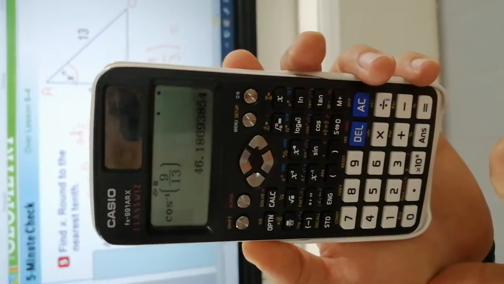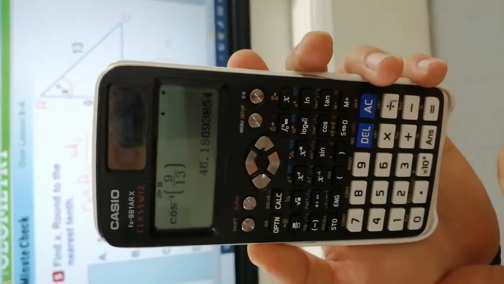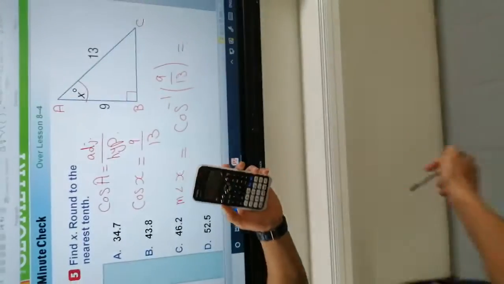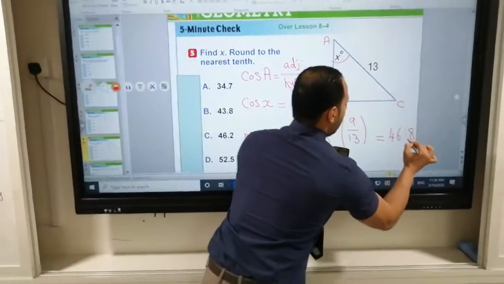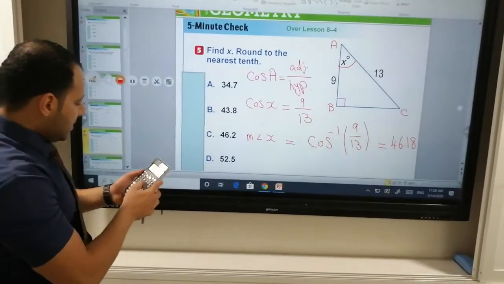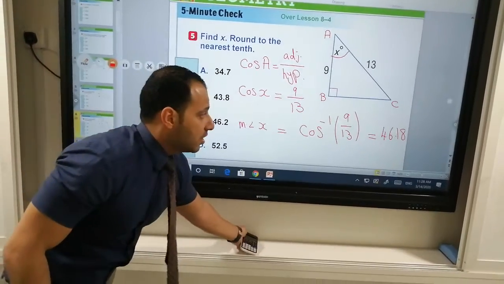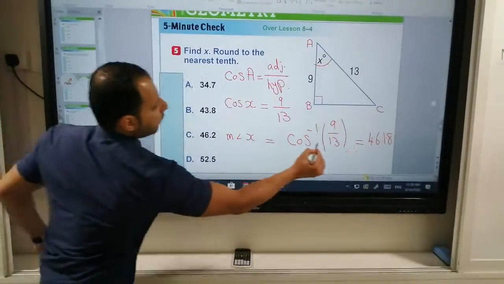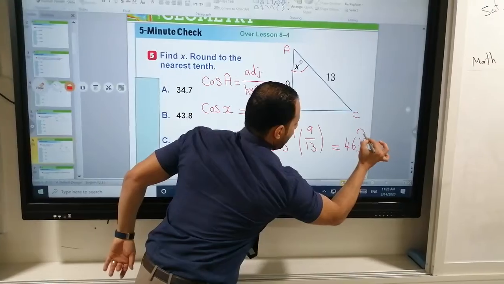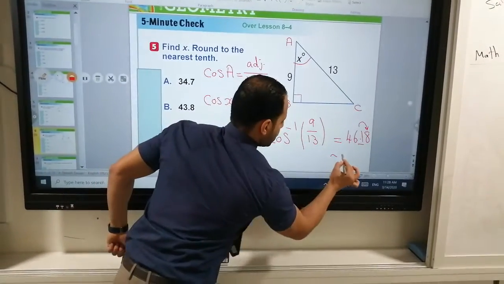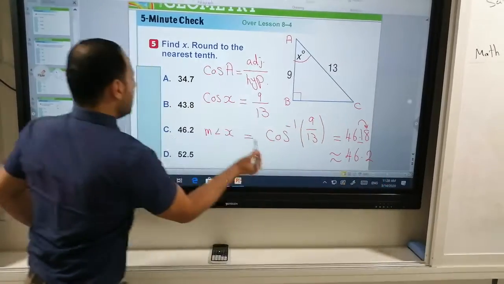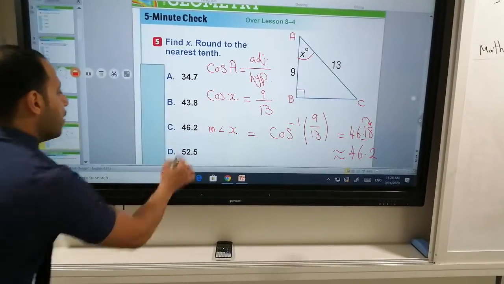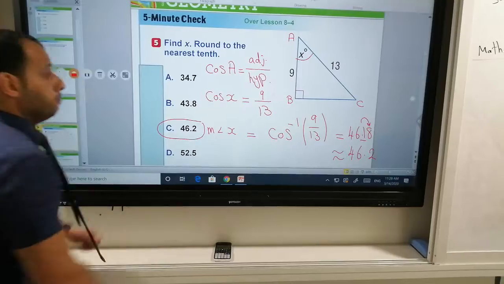You get 46.18. He said approximate to the nearest tenth. We have here the tenths place, the digit is 1, and the next digit is 8, which is a strong number, so approximately it will be 46.2. And you can choose the result, which is letter C.